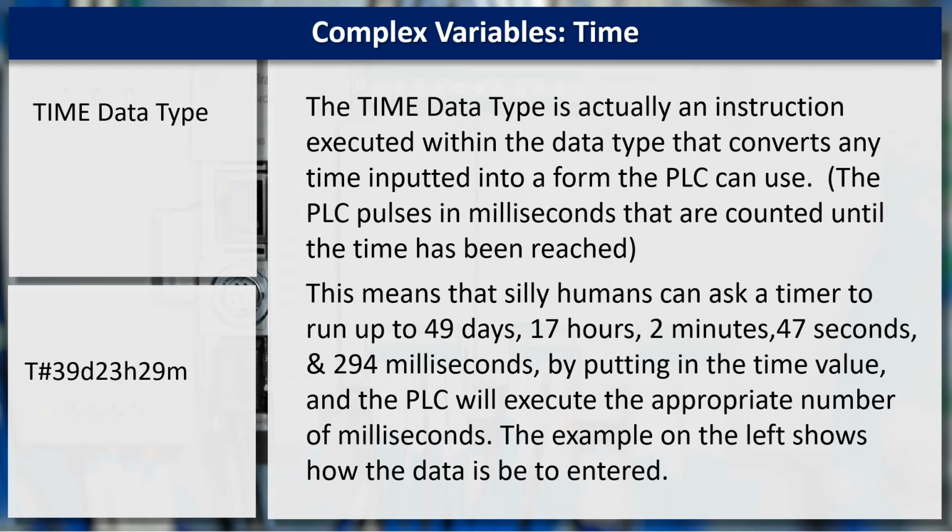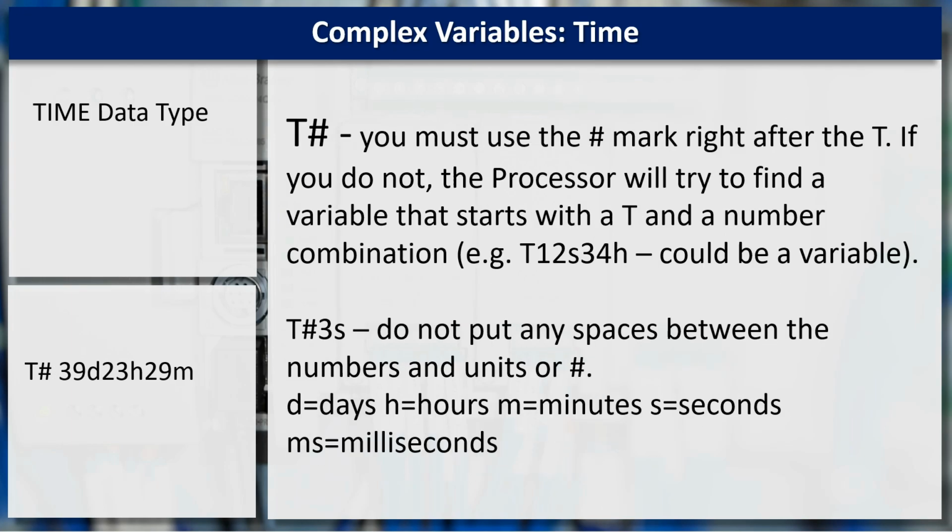T#39D23H29M for 39 days, 23 hours, and 29 minutes. With the time variable, you have to use the right punctuation. You start off with T for time, and then use the hashtag. You must use the hashtag mark right after the T.